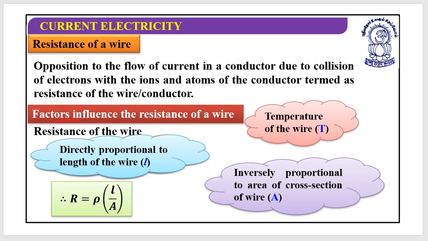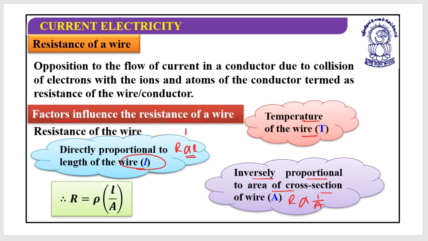Factors that influence the resistance of a wire. One, it is directly proportional to the length of the wire, that is R is directly proportional to L. Second, it is inversely proportional to the area of cross section of the wire, R inversely proportional to A. Next, it depends on the temperature of the wire.